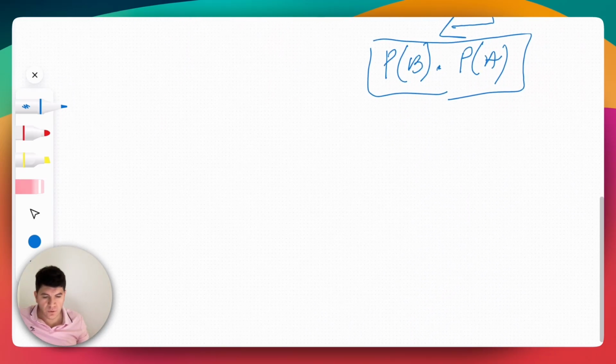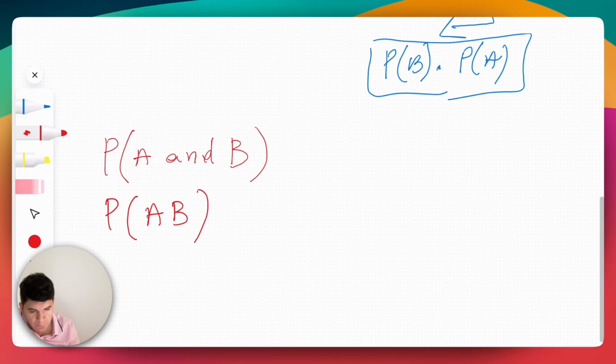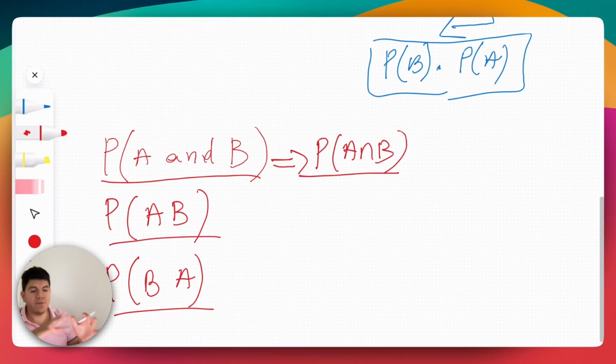I want to show you another point as well. It's interesting because most of the time you will see the writing of the probability of event A and B. Then we have another writing, such as probability of AB. Then we have probability of BA. So how are these three different from each other? They are different because in the first case, this is A intersect with B. This is happening when events A and B happen at the same time, simultaneously.